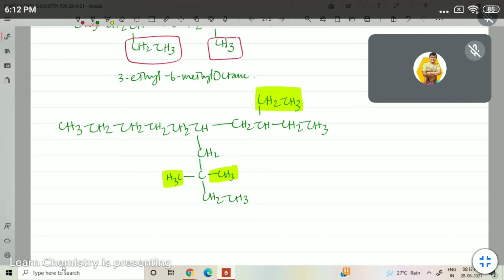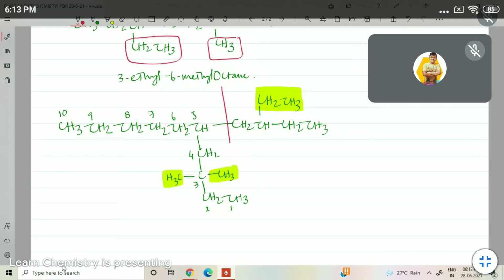And obviously you will start the numbering from this side: 1, 2, 3, 4, and then 5, 6, 7, 8, 9, 10. All right, understood? Understood, everyone? Yes, sir.